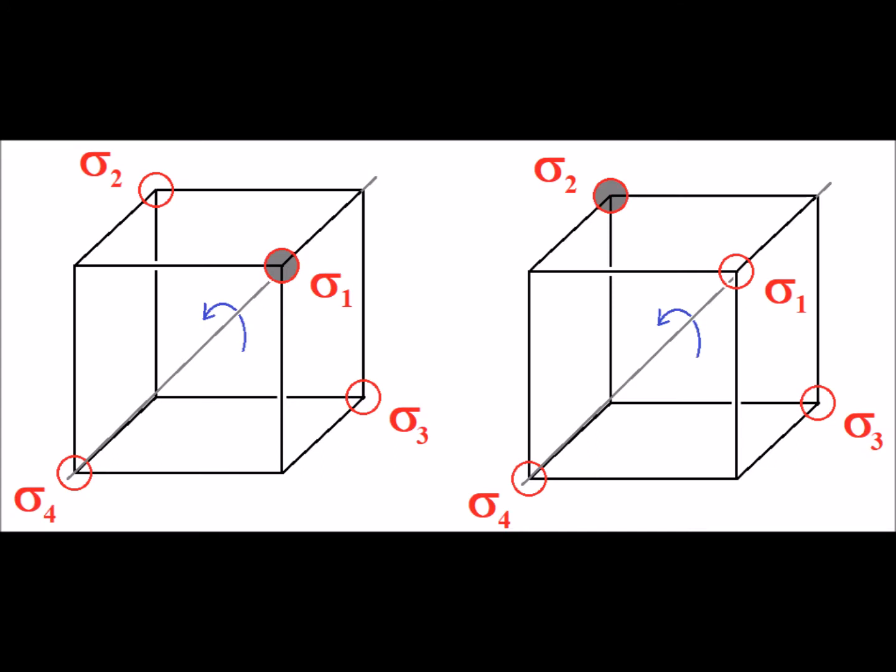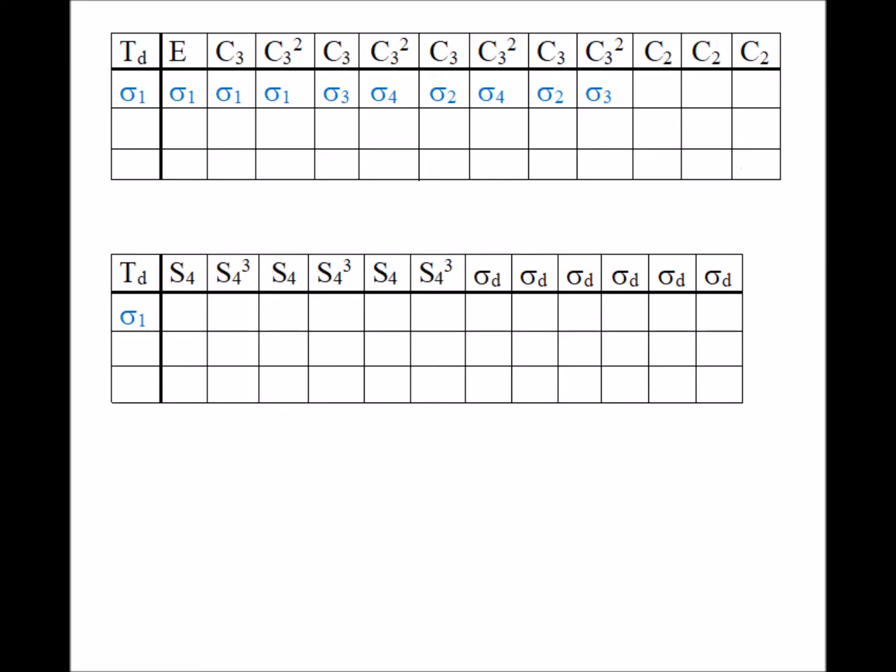Sigma 1 gets rotated to sigma 2. Sigma 1 is rotated to sigma 3. And we put these values in the table as well.